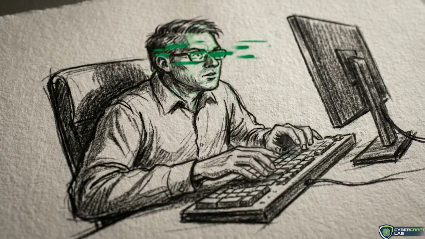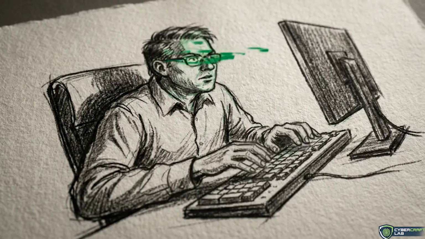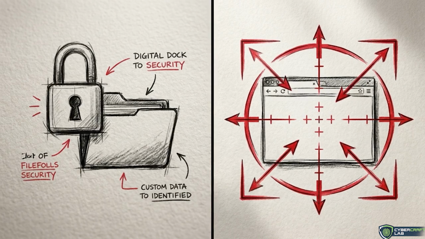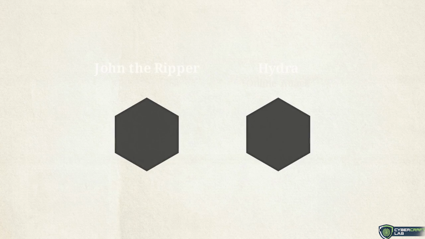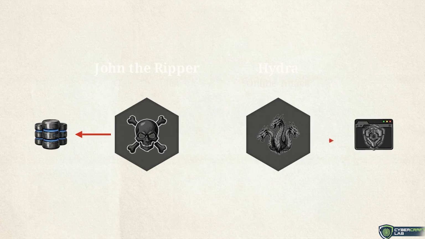To audit the security of any system, you must adopt the mindset of an attacker. Today, we are going to break into a system using two distinct attack vectors: cracking static files offline and brute forcing a live web portal online. We will execute these attacks using two specialized tools. First, we'll use John the Ripper to crack stolen data offline. Then, we will deploy Hydra to aggressively force our way through a live web application's front door.